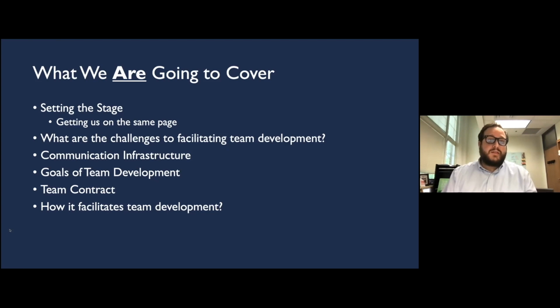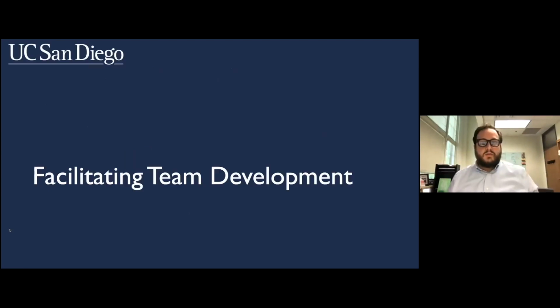I'll focus a lot of my discussion on the communication infrastructure and the steps that you could take to facilitate building that infrastructure. And instead of covering a lot of the theory behind team development, I'll speak to the goals of what you want. What does a fully developed team look like, and how do you get there? It was essentially, well, the team contract. And I'll also end with how it facilitates team development with some of the constructs that Sean talked about a little bit earlier. So let's get started.